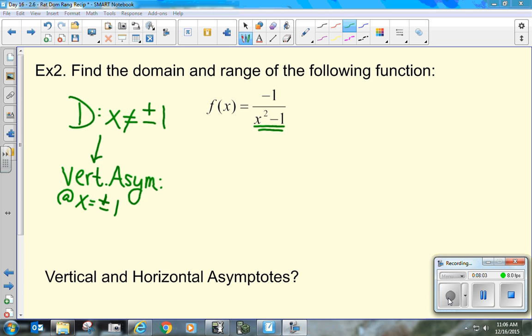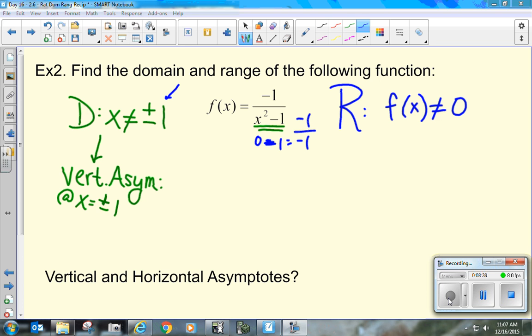All right? The range. F of x cannot equal 0. It's the same situation right here. Now, I can get positive numbers, I can get negative numbers. Absolutely. How can I get a negative number? What value of x will give me a negative number? 0. I can throw a 0 in for my domain. I just can't throw in a negative 1 or positive 1. If I throw in a 0 here, 0 minus 1 will give me a negative 1. A negative 1 over negative 1 is positive.